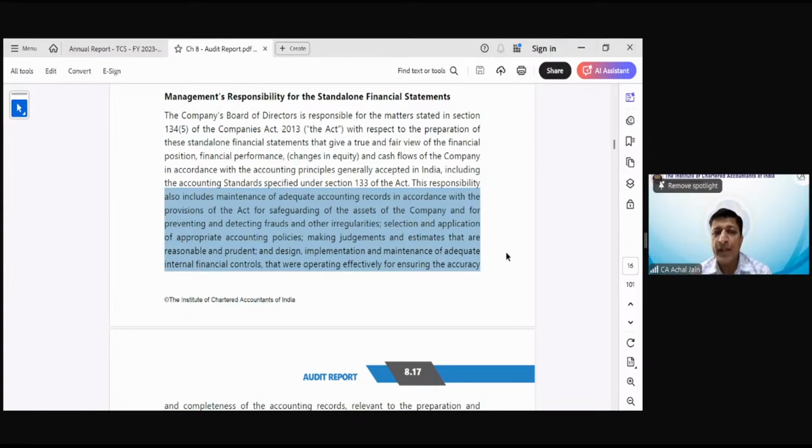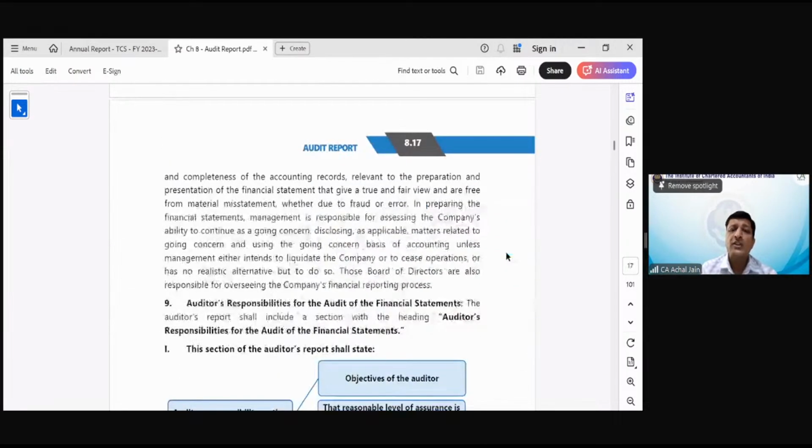Maintenance of adequate accounting records. Provisions of the Act for safeguarding of assets, preventing and detecting frauds and other irregularities, selection and application of appropriate accounting policies, making judgments and estimates that are reasonable and prudent, design, implementation, maintenance of adequate internal financial controls, as to whether they were operating in an effective manner for ensuring the accuracy and completeness of accounting records. All of this is the responsibility of whom? Management.